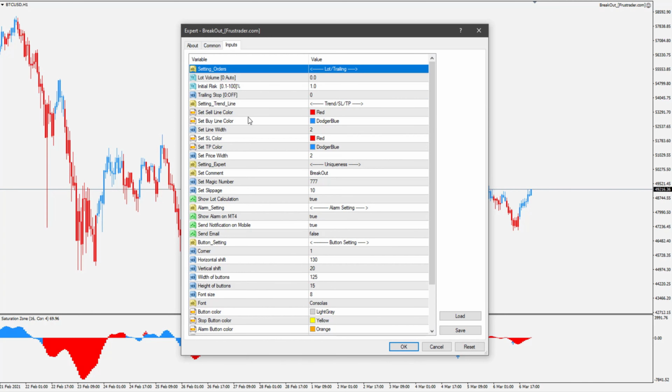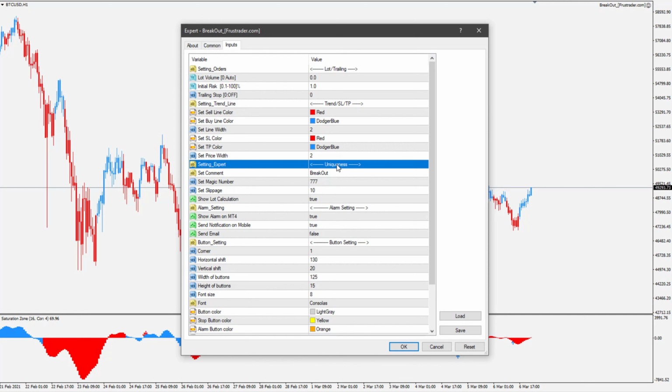On the Frustrader chain tag part, you can set the color for trend line and price tag indicators, as well as the width for any of those objects. In the following part, uniqueness, you can set a comment and magic number in order to distinguish trades opened by this EA from the other trades.